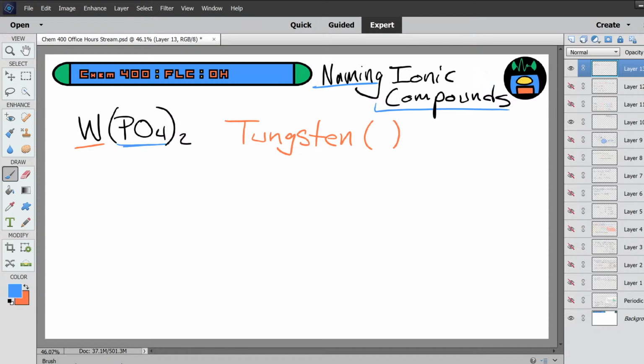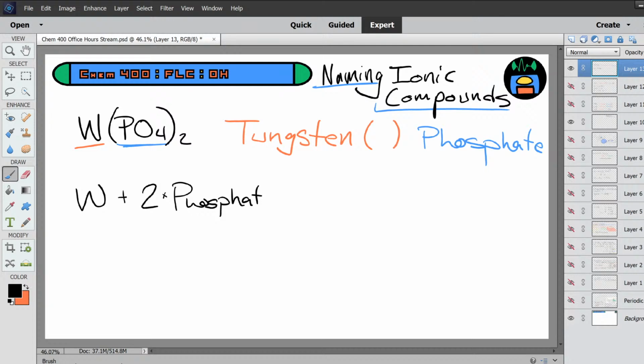My anion here is a polyatomic ion. And for polyatomic ions, you just write their name. You don't change the ending. And this polyatomic ion is phosphate. All right. Now, to figure out what tungsten's charge is, we know that the charge of tungsten plus 2 times the charge of phosphate will equal our total charge, which is 0. And phosphate has a charge of -3.